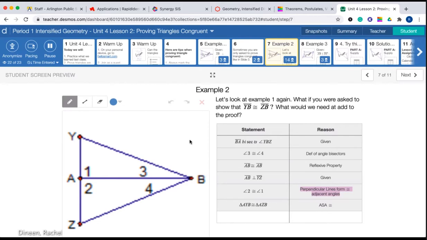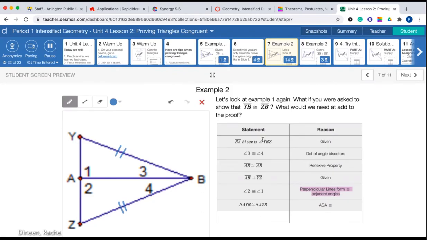So this is the proof that we just did. So let's look at example 1 again. What if you were asked to show that segment YB is congruent to segment ZB? What additional information would we have to add?